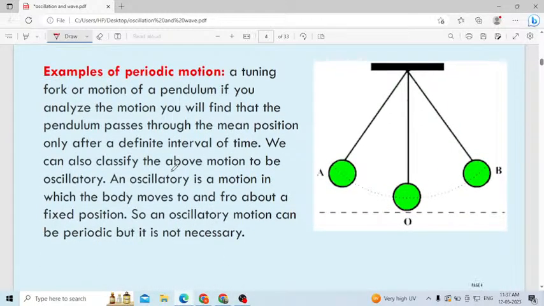Which one is easy? I will go fast. Which one is difficult? This chapter is easy. Periodic and simple harmonic motion is the easy one.